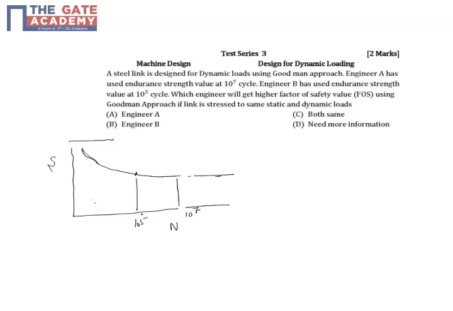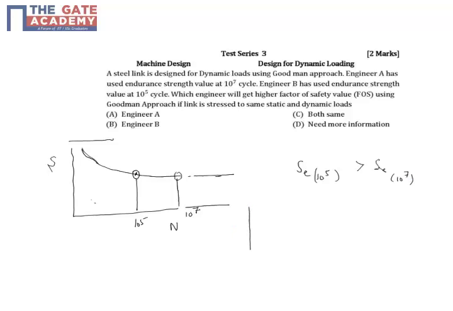So if you are designing for 10 power 5, you will have a higher endurance strength than 10 power 7. So that is one thing. The 10 power 5 value of endurance strength will be higher. That is from the curve directly. That is, if you want to design for more than 10 power 5 cycles, and beyond that if it fails, then you have to use a higher endurance strength. So this is clear from the SN curve.